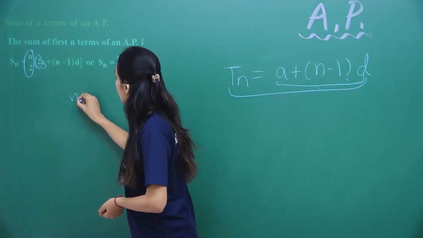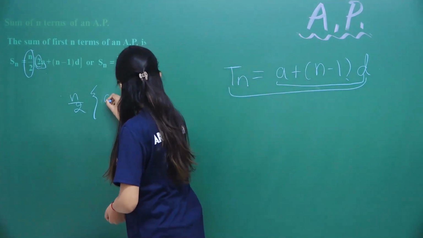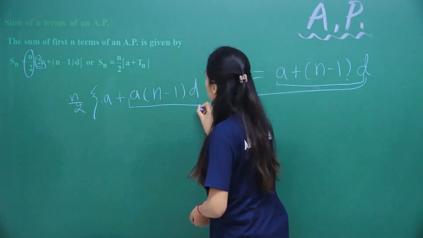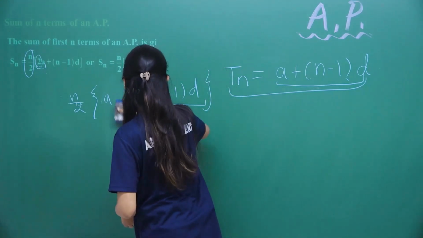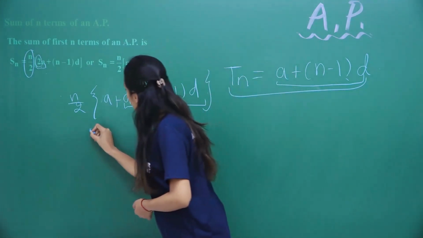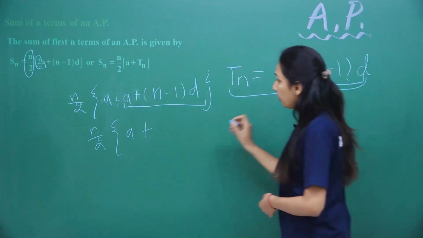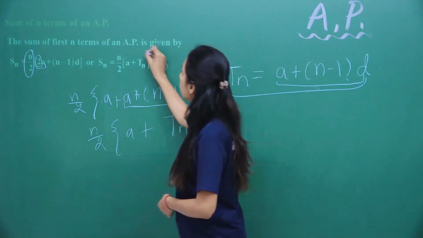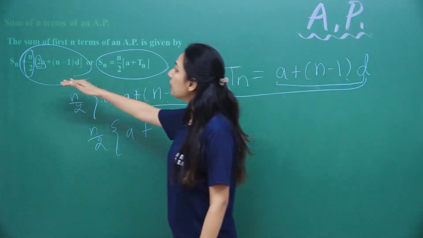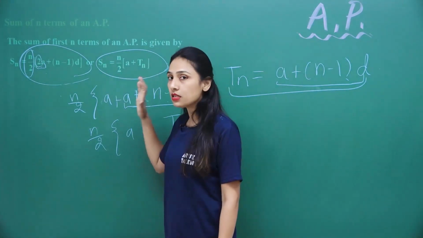This term can be written as n by 2, and we can write this 2a as a plus a, then n minus 1 d. Now, this can be written as n by 2 into a plus this, which is our Tn. So Tn here, a plus Tn. So, we can use this formula or this formula. We are having two formulas of Sn. We can convert this formula into this formula of Sn in the form of Tn. If the direct value of Tn is given, then you can apply this formula also.